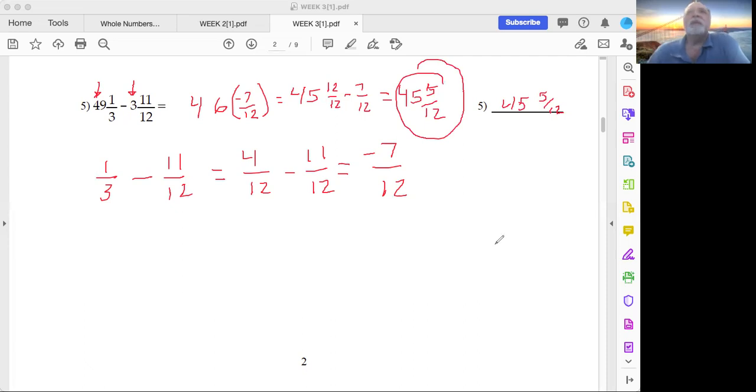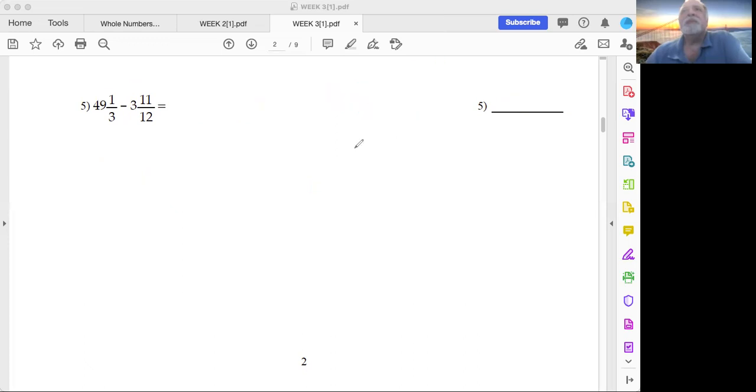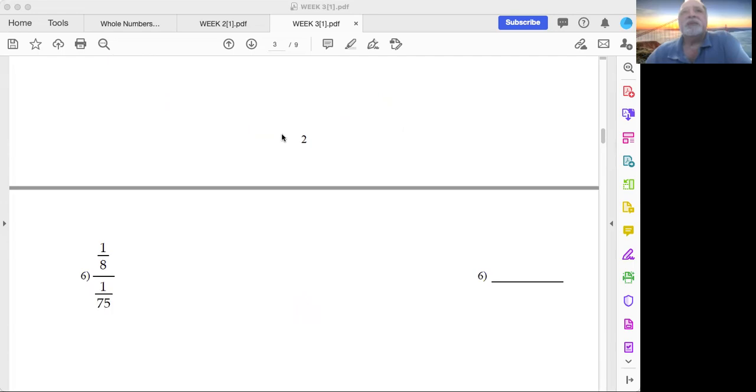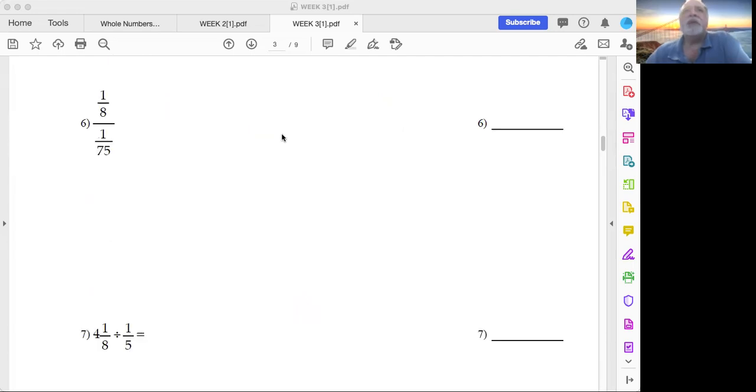All right, let's move on to the next one. One-eighth divided by 1/75, okay? So here we go again, right? We've got a fraction divided by a fraction. So we can rewrite this as 1/8 times 75 over 1, which is going to equal 75 over 8.